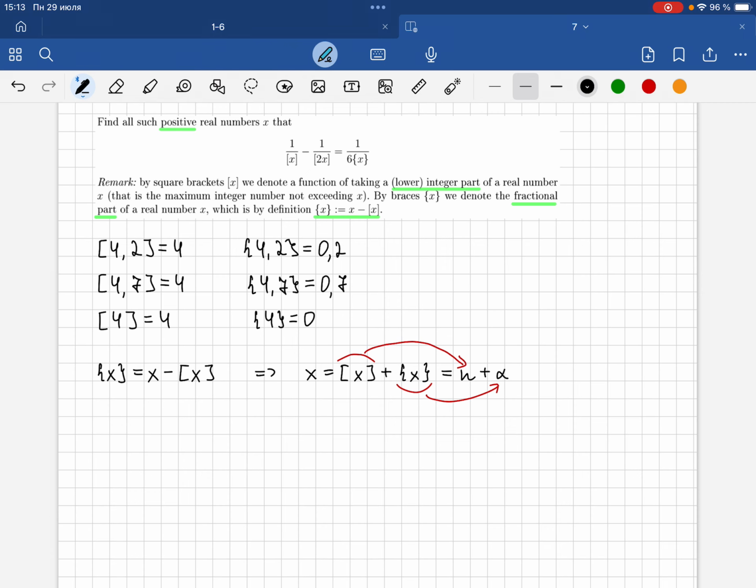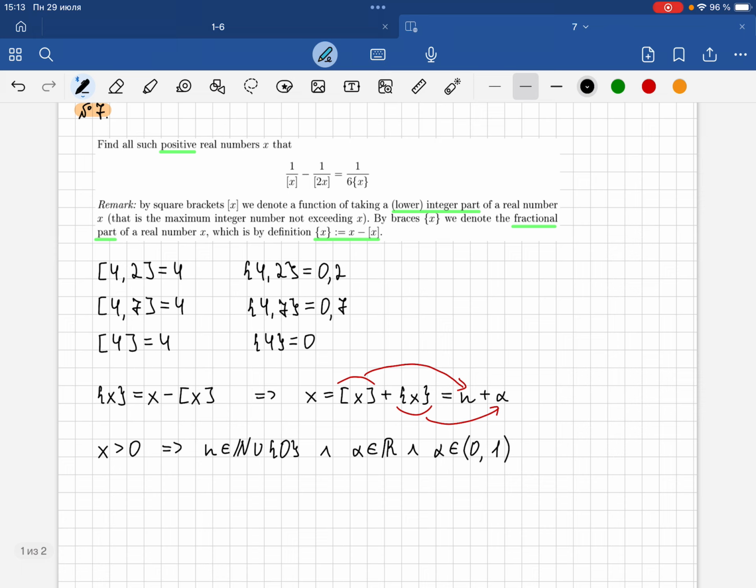So in the task, we're asked to find all positive real numbers. So x is greater than 0, which means that n is a natural number or 0, and our alpha is a real number from the open interval from 0 to 1. So now we know how to rewrite our 1 over lower integer part of x, and 1 divided by 6 multiplied by a fractional part of x, but we don't know how to rewrite this term.